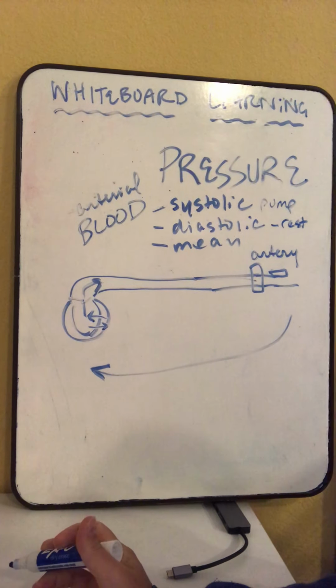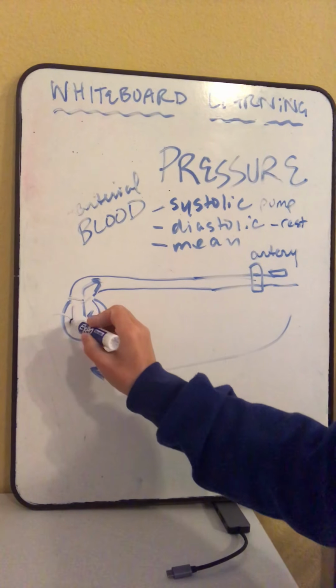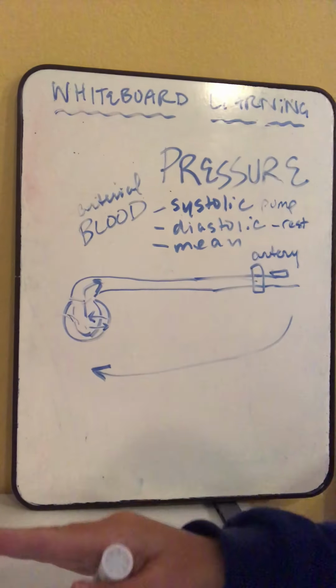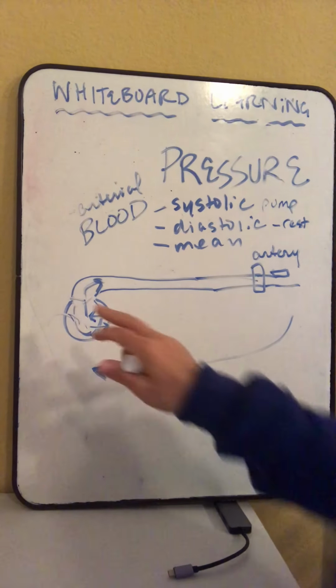Now, why does it snap shut? Well, this is a one-way pump. And when things come into the heart, they want to get pumped out. They don't want to go slushing back and forth. You want the movement of the blood to only go forward.